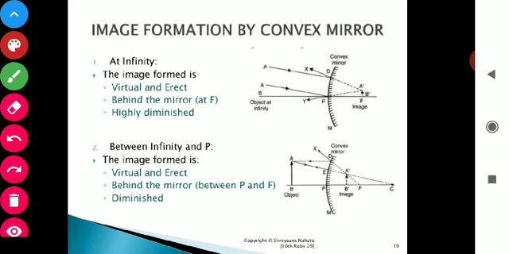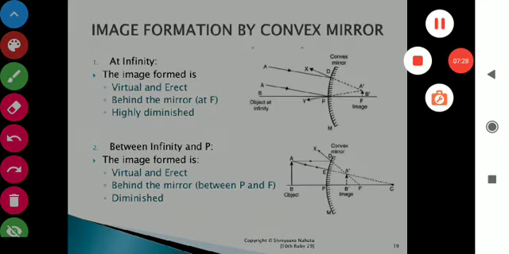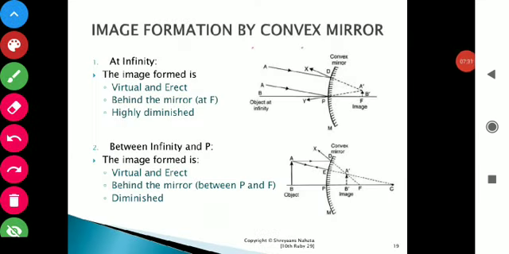Next we have image formation with the help of convex mirror. Recently we did the image formation with the help of concave mirror. Now this is the convex mirror. Now you know very well that convex mirror is a diverging mirror, and according to shape, its reflecting surface is curved outward. So as you can see in the diagram, this is the convex mirror.